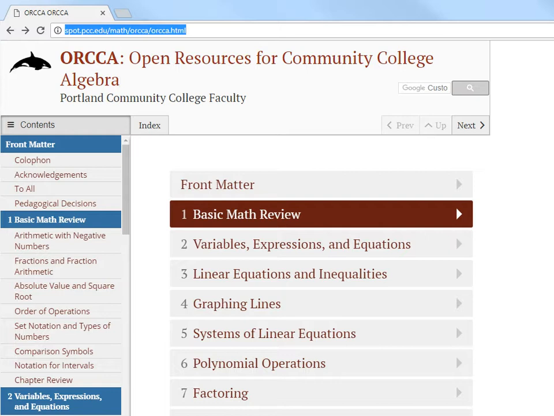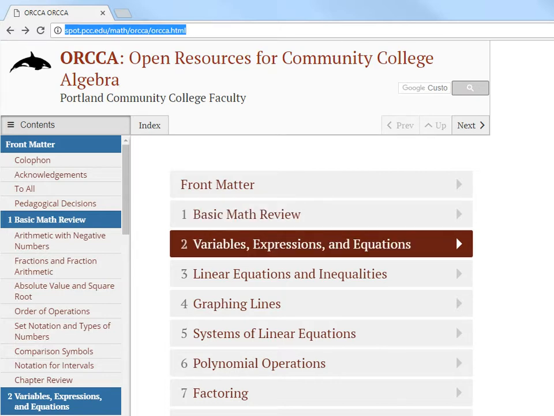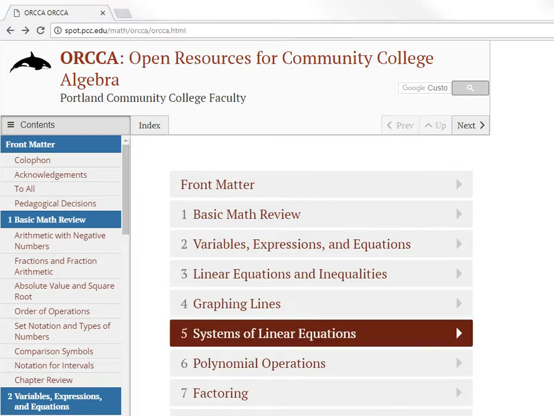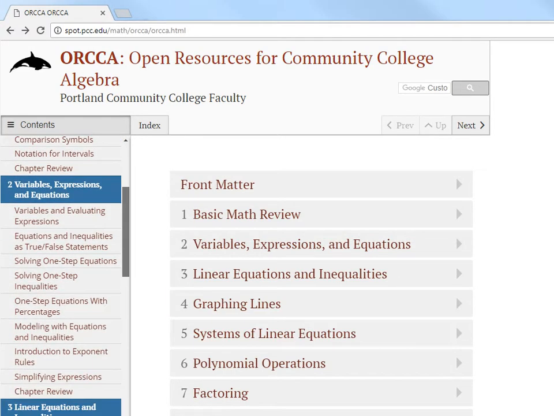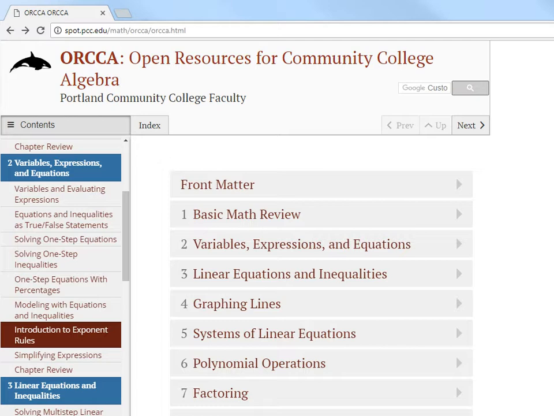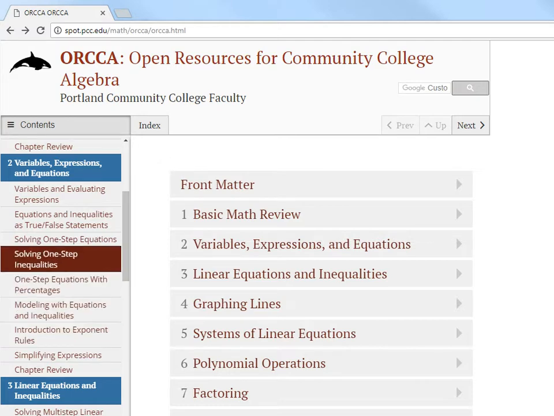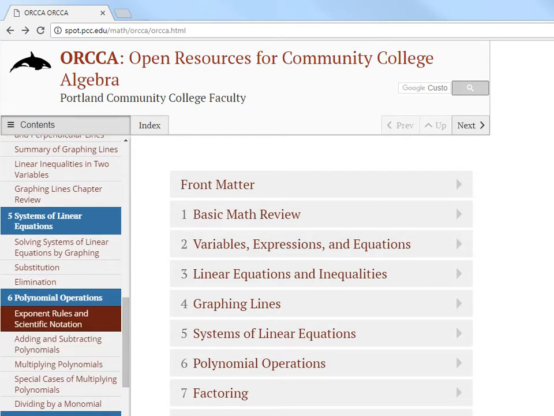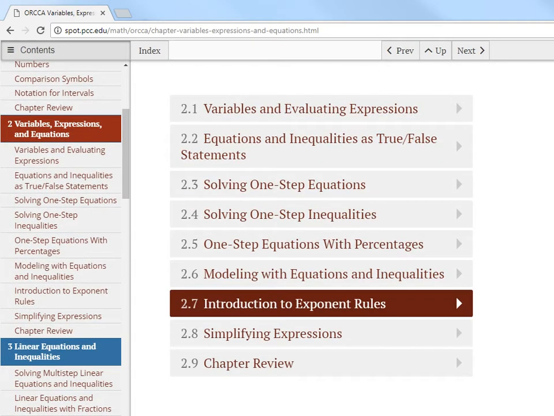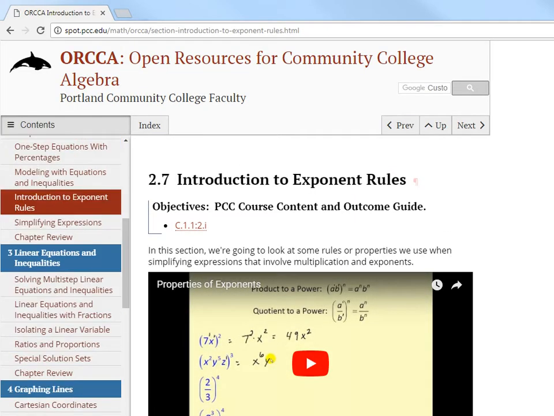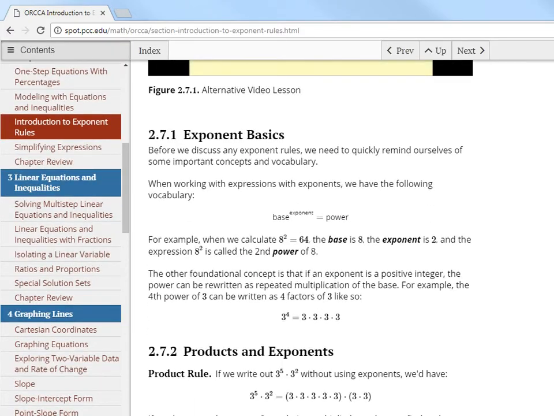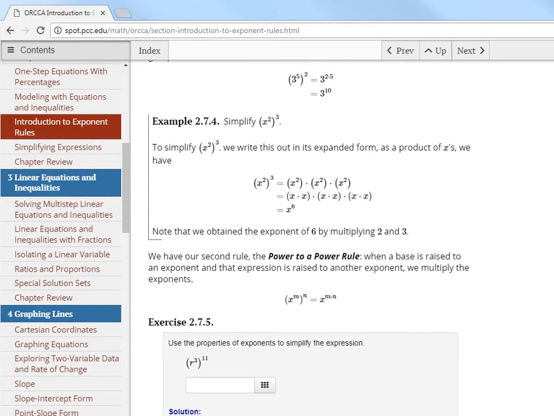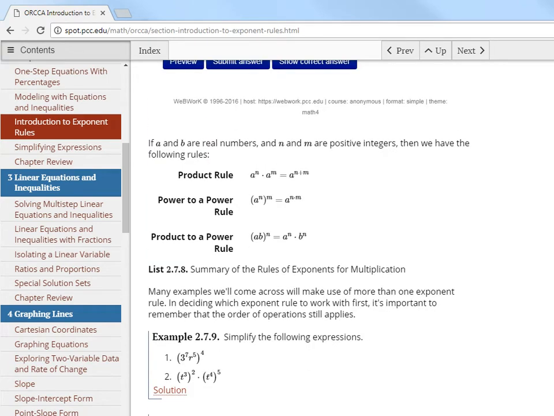And in this textbook, this can be found in Section 2.7, which has the introduction to exponent rules. And also, further on in Chapter 6, which would be from Math 65, exponent rules and scientific notation. Specifically, if we go to section 2.7, the introduction to exponent rules, there are videos in here, problems to practice, and if we scroll down, the summary of exponent rules are also here.